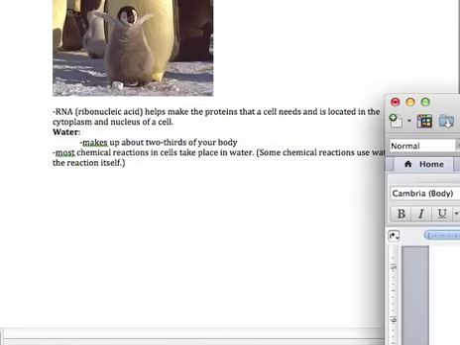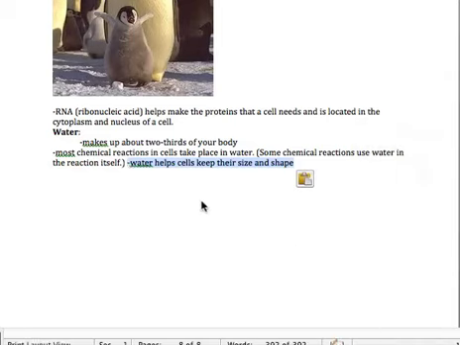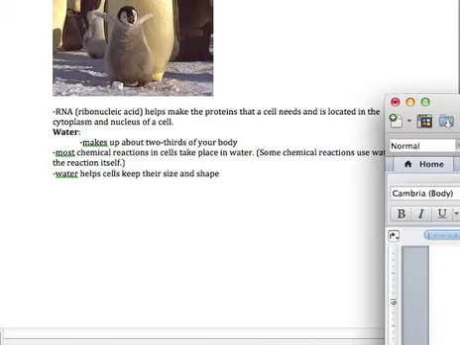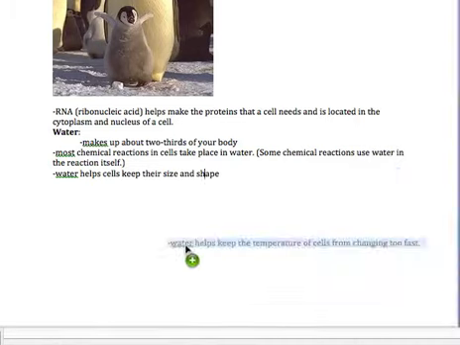Water also does something important. It helps cells keep their size and shape. It keeps them from collapsing on themselves, and if you have too much water in them, they can burst. But it helps keep their size and shape. Additionally, water also helps keep the temperature of cells from changing too fast.